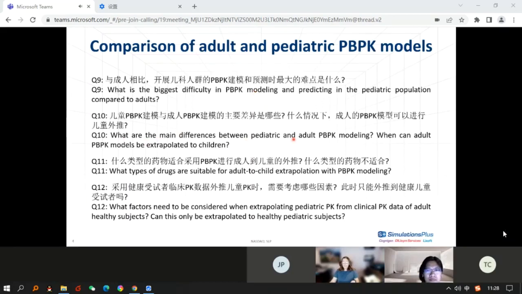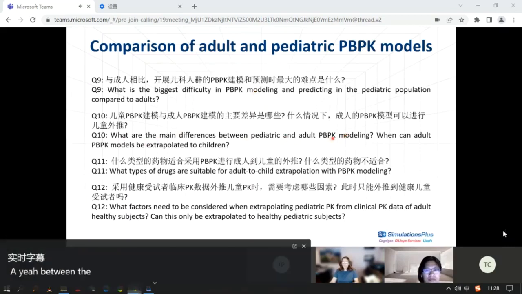What are the main differences between the pediatric and adult models? When can the models be extrapolated to children? I think that is actually very similar to question 11: What types of drugs are suitable for adult to child extrapolation? So the main difference is availability of the data. And you have much richer data sets in adults.